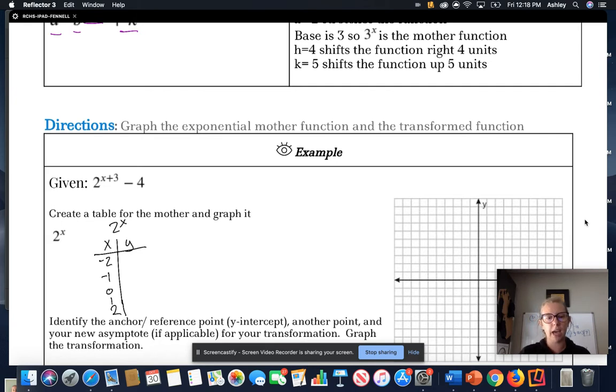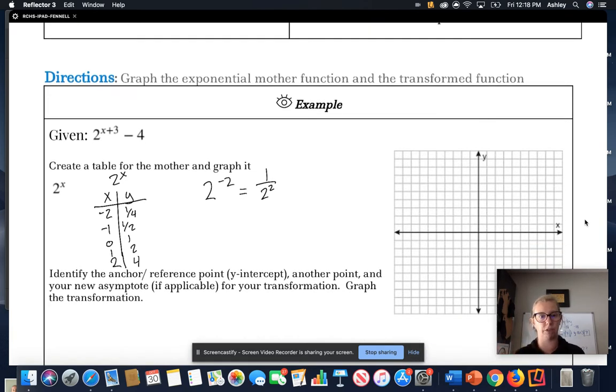So if we take 2 to the power of -2, that's the same as 1 over 2 squared. Remember our negative exponent rules. So this is going to give us 1/4. This will give us 1/2. Anything to the power of 0 is 1. 2 to the power of 1 is 2. 2 to the power of 2 is 4. So that's the most basic version, 2 to the power of x. That's how I'd graph it, right?